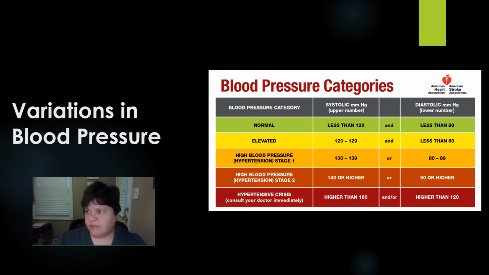Once you get into anything greater than 180, that is considered hypertensive crisis. And these are the patients that you see coming into the hospital. They'll come in either hypertensive urgency, which is slightly less severe, or hypertensive crisis, which is again with a systolic greater than 180 or a diastolic greater than 120.